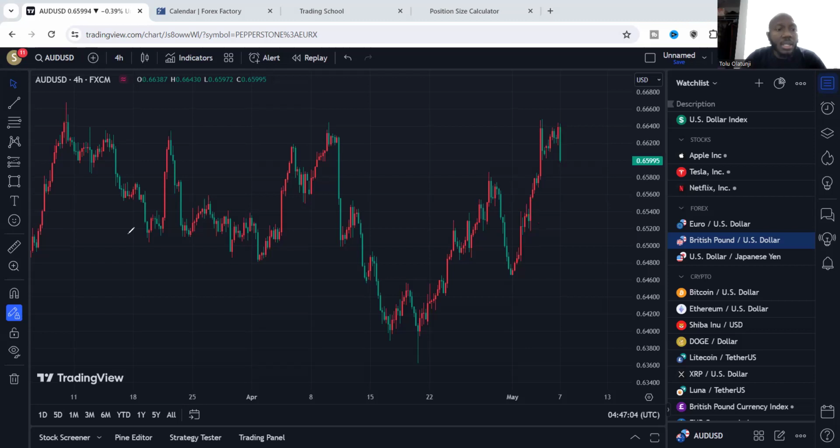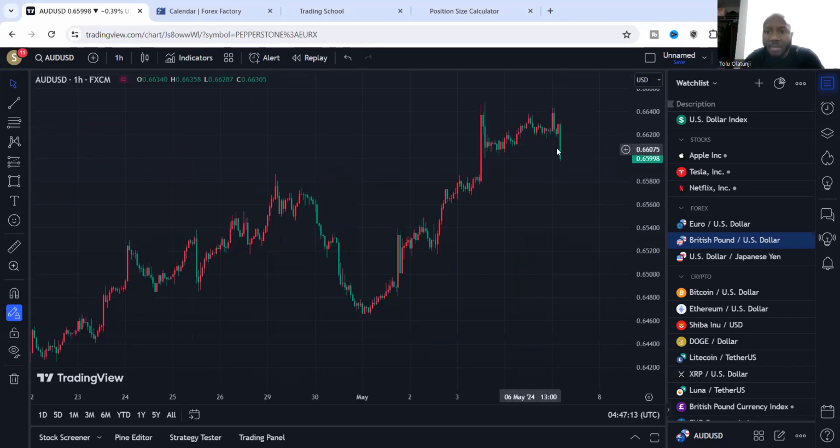By the time we drop down in time frames, let's drop down to maybe 1 hour and let's see what we have over here. Guys, this 1 hour candle, right? This is still within the news that just came out for the AUD. Let's even drop down to 30 minutes.